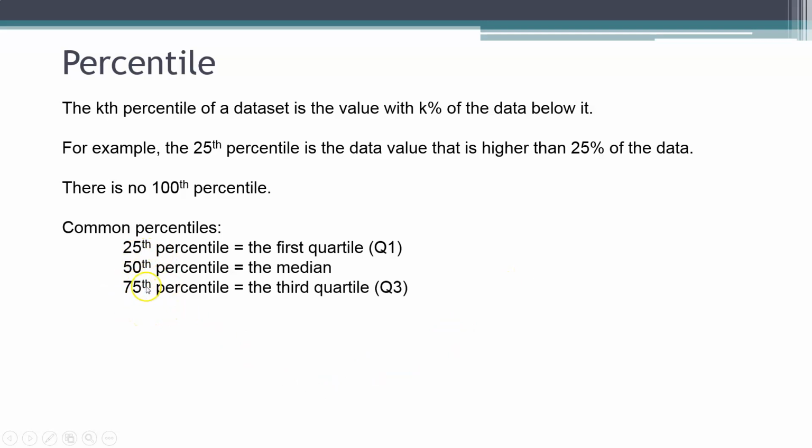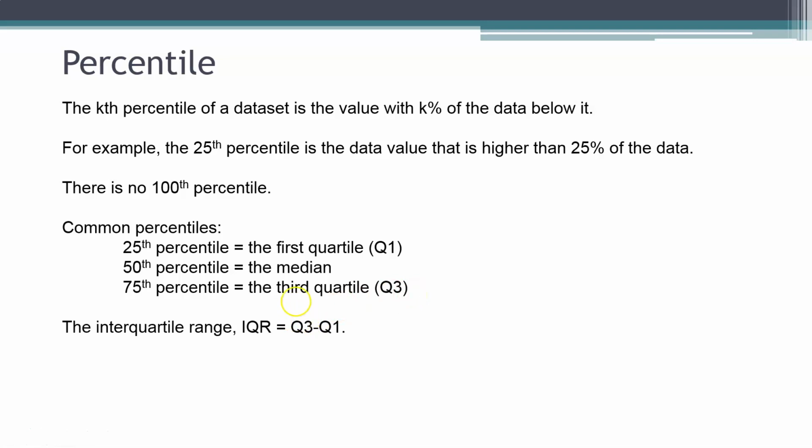So the 3 percentiles that we see the most often are the 25th, which is called the first quartile, or Q1, you'll see that. The 50th percentile, which is the median. It's also called Q2, but we just call that the median. And the 75th percentile, which is the third quartile, or Q3.